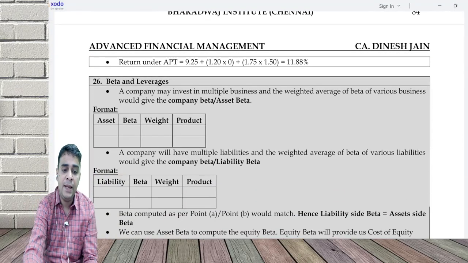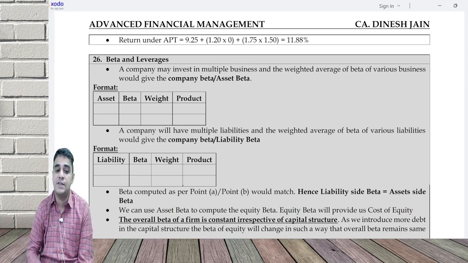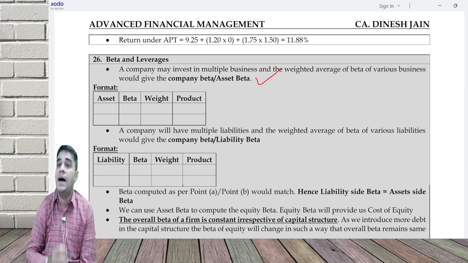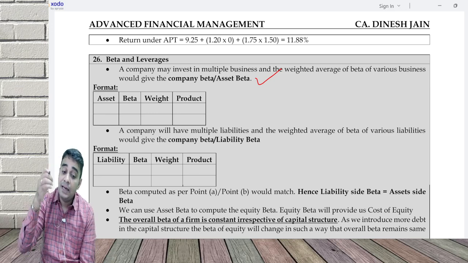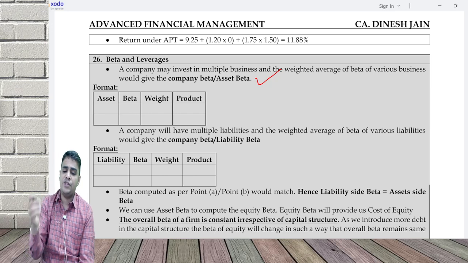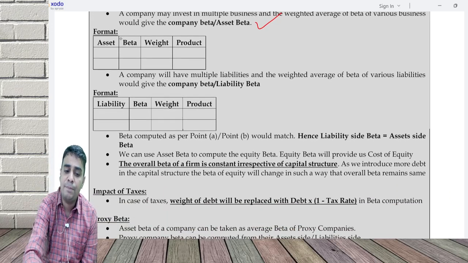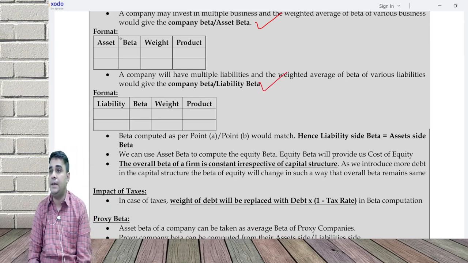A company may invest in multiple businesses. The weighted average of beta of various businesses will give you the company beta or asset beta. It can also have multiple liabilities. The weighted average of beta of the liability side will give you the company beta or liability beta.